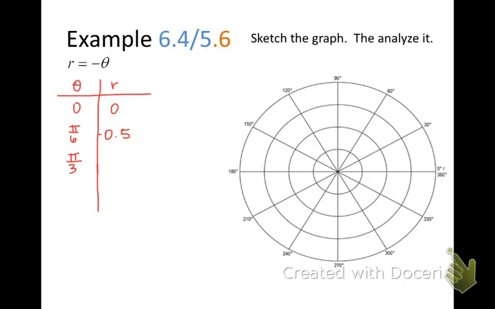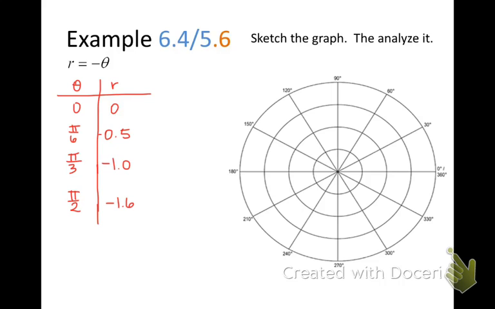Then I've got pi over 3. Type that into your calculator. That's going to be about a negative 1.0. Pi over 2. Plug that in. That's going to be about a negative 1.6. It's going to keep on going. Does my theta ever stop growing? Once I go a full revolution around, does it start back at 0 or does it keep on getting bigger?